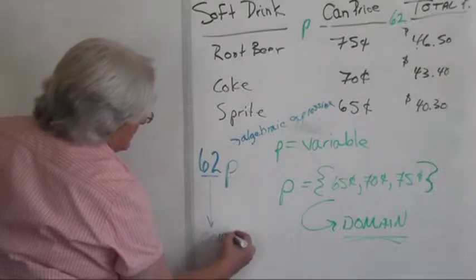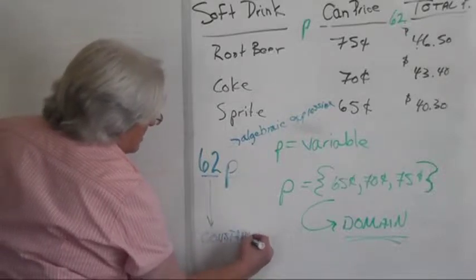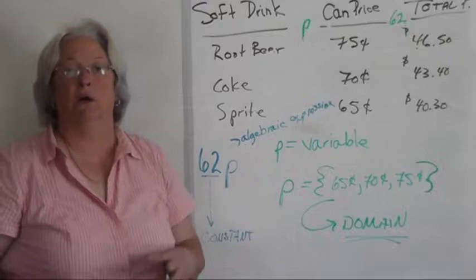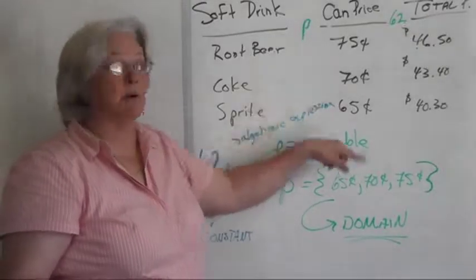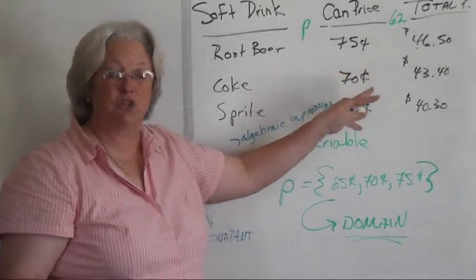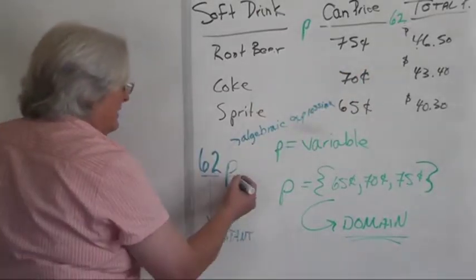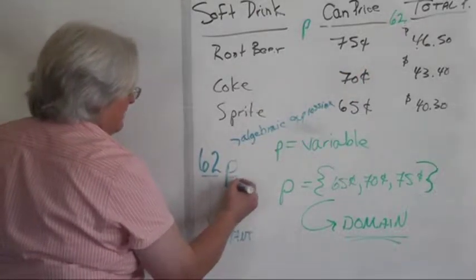The numerical part of this algebraic expression, reasonably enough, is called the constant. And the P, the letter part, the part that is going to go up and down, the part that's going to change, is called the variable, because it varies.